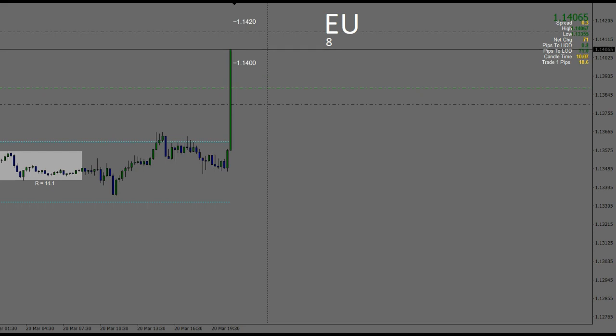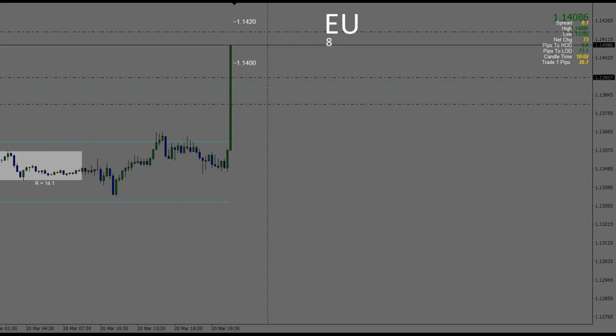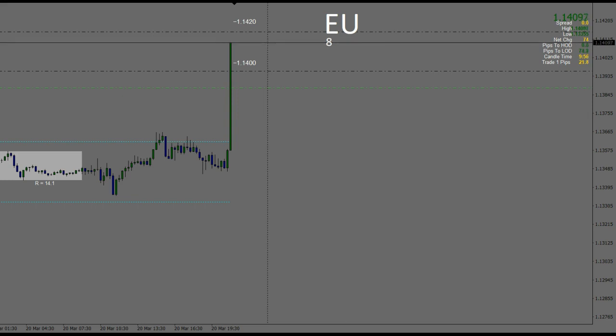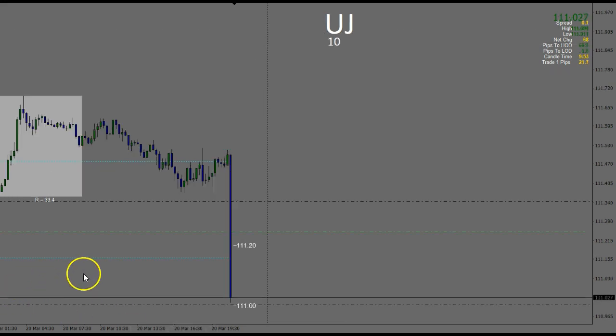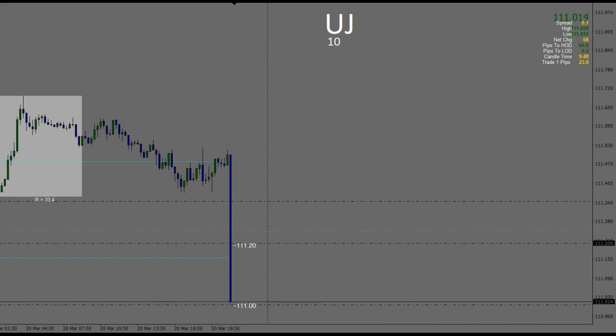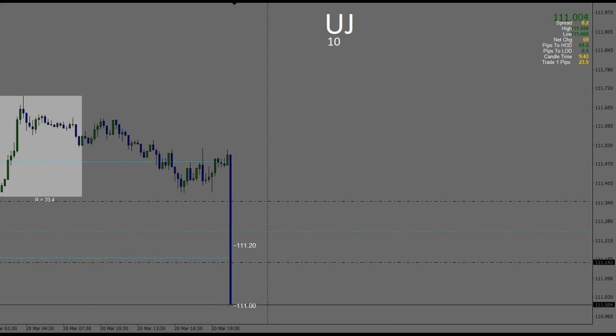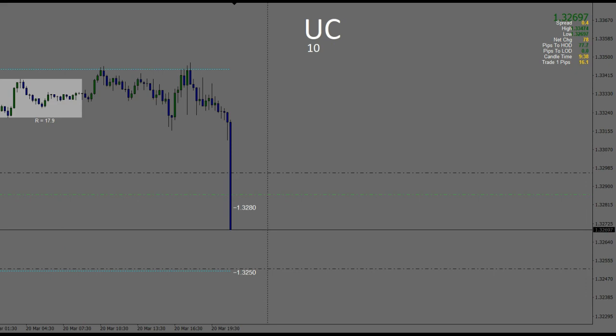Okay, back with an update, seeing a nice move on this. Going to lock in 5 pips. I'm going to lock in 8 pips on the Euro US dollar. US dollar Japanese yen is almost at my take profit there, and it looks like that may even hit as we're watching. Locking in 10 pips on this, and that's taken profit. US dollar Canadian dollar, just going to lock in 5 pips on this.